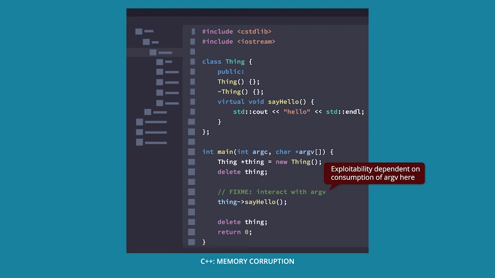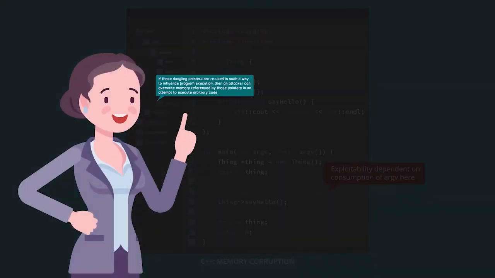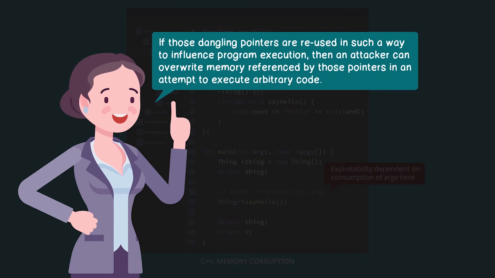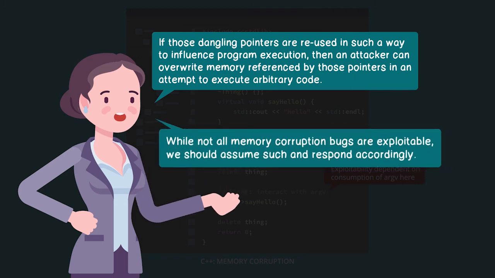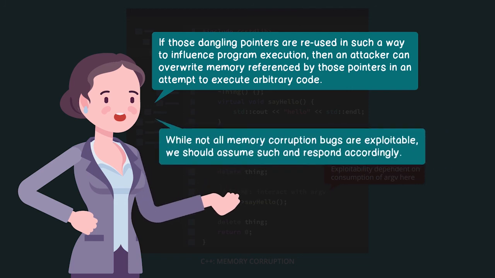The vulnerable application would need to allocate additional memory using attacker-controlled data from argv, thereby giving an attacker the opportunity to overwrite segments of memory that are referenced by dangling pointers. If those dangling pointers are reused in such a way to influence program execution, then an attacker can overwrite memory referenced by those pointers in an attempt to execute arbitrary code. While not all memory corruption bugs are exploitable, we should assume such and respond accordingly.